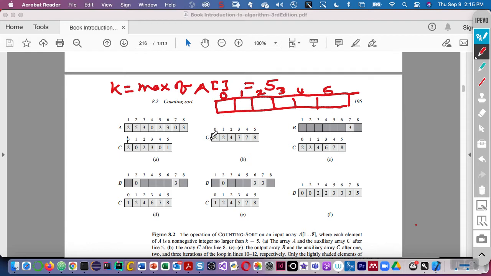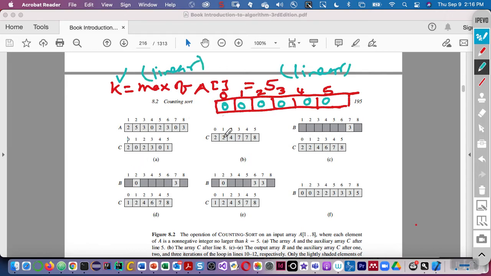Then initially, we initialize all of this C with 0 values. It's easy, right? By running one loop, we can declare an array, in one simple statement, and we can assign all values to 0 by running one for loop. So this part is linear, this part is linear, right? This part linear, this part linear.